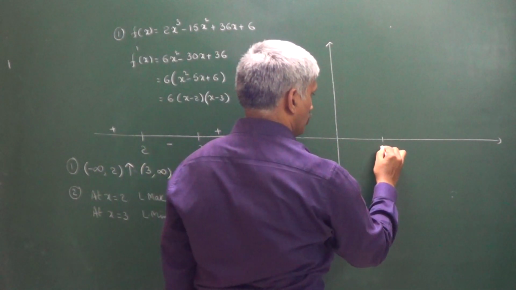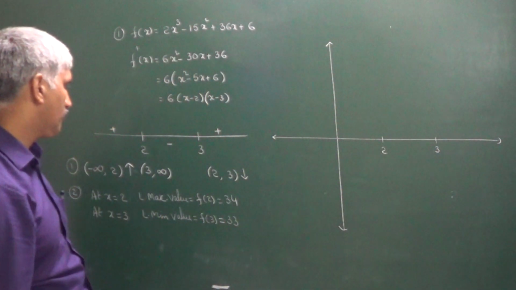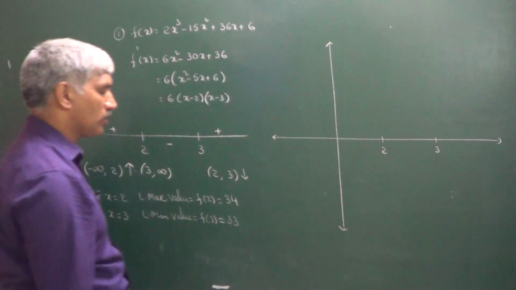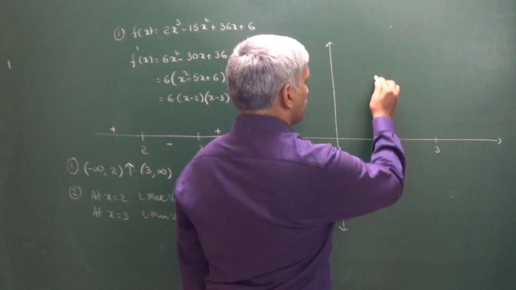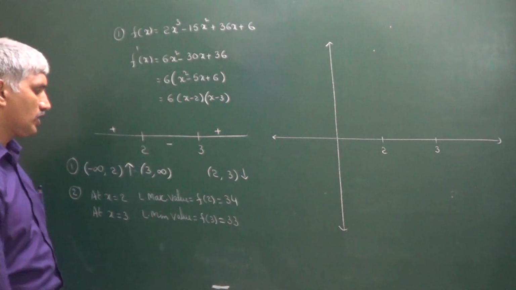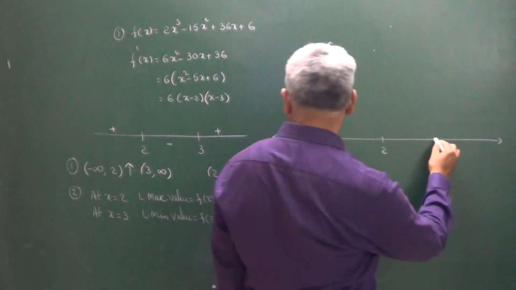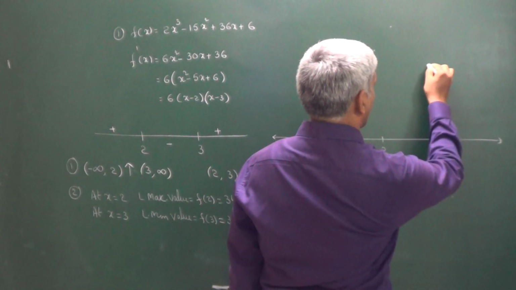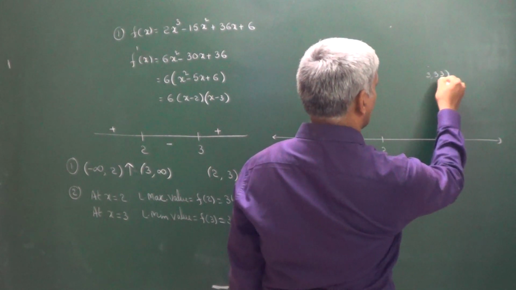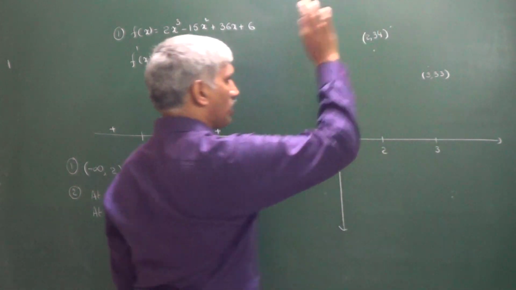Observe here, let us say this is 2 and we have 3. We have the information that at x equal to 2 the function has a local maxima, and that local maximum value is 34. Let us say this is the point 2 comma 34. At x equal to 3, the function has a local minima, and that minimum value is 33. That's why somewhere here we have 3 comma 33. This point is 3 comma 33 and this point is 2 comma 34, a local maximum.